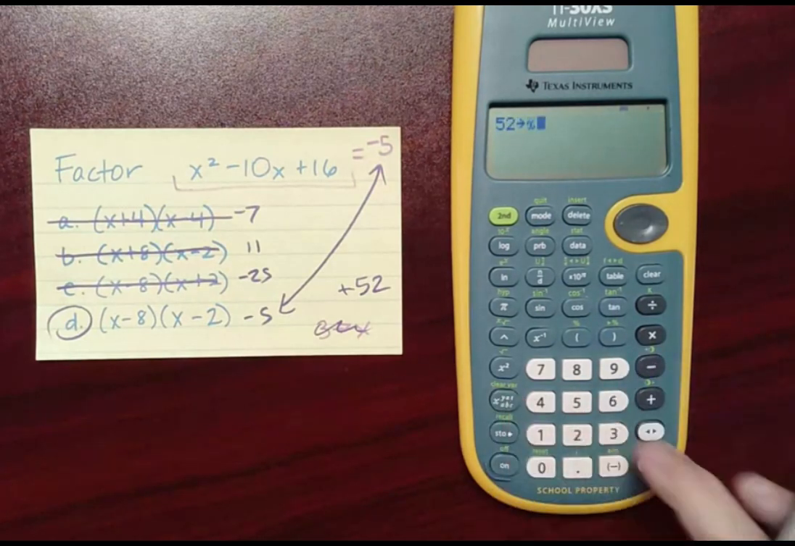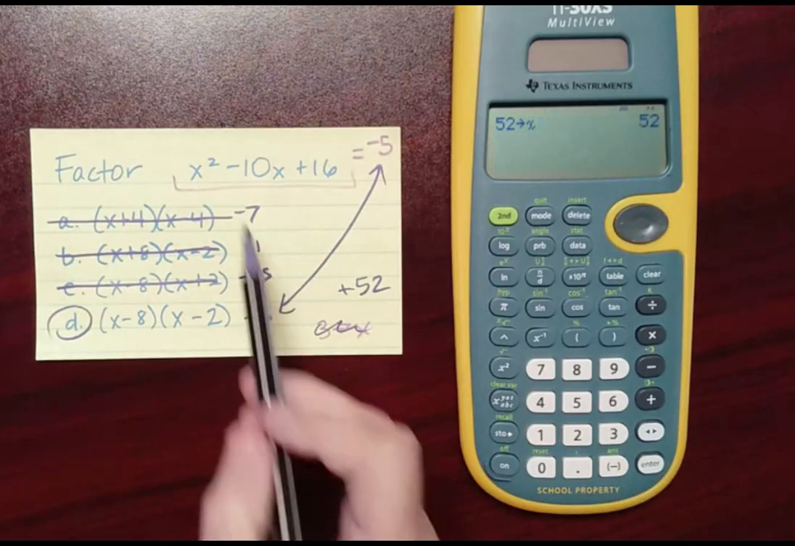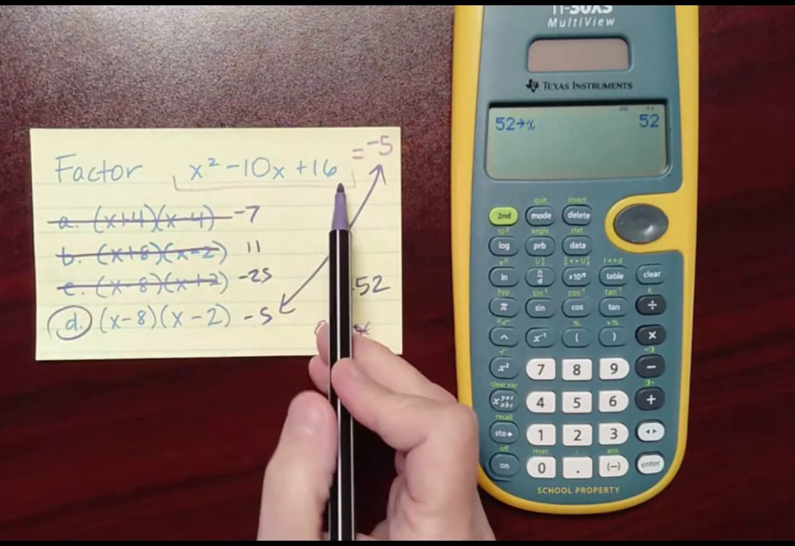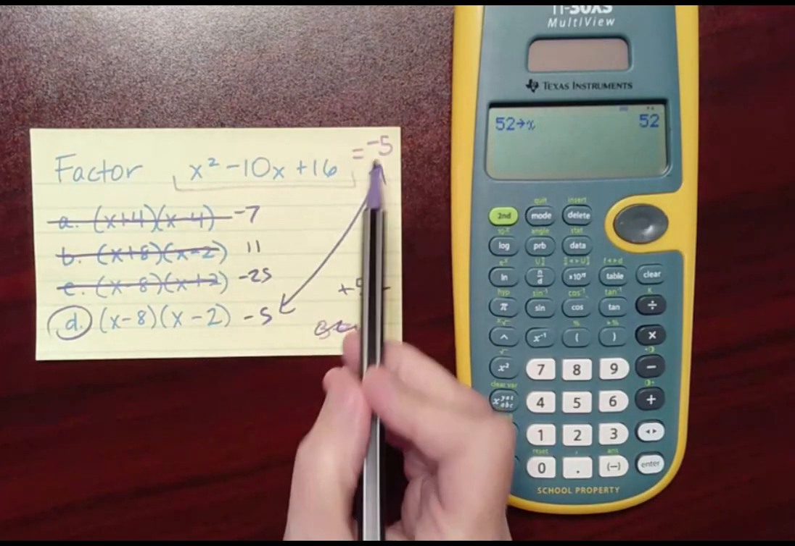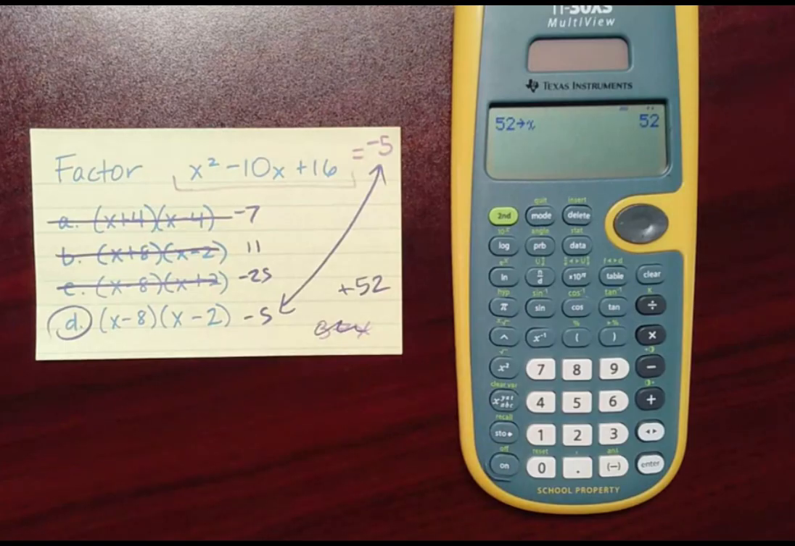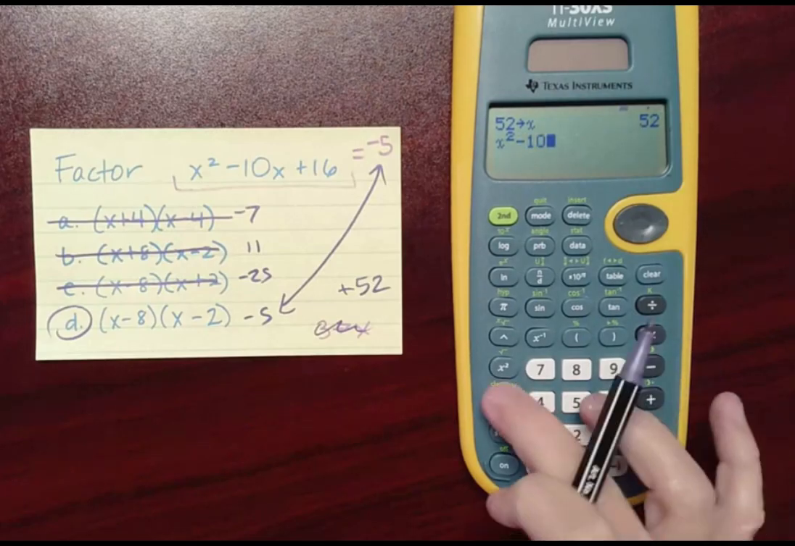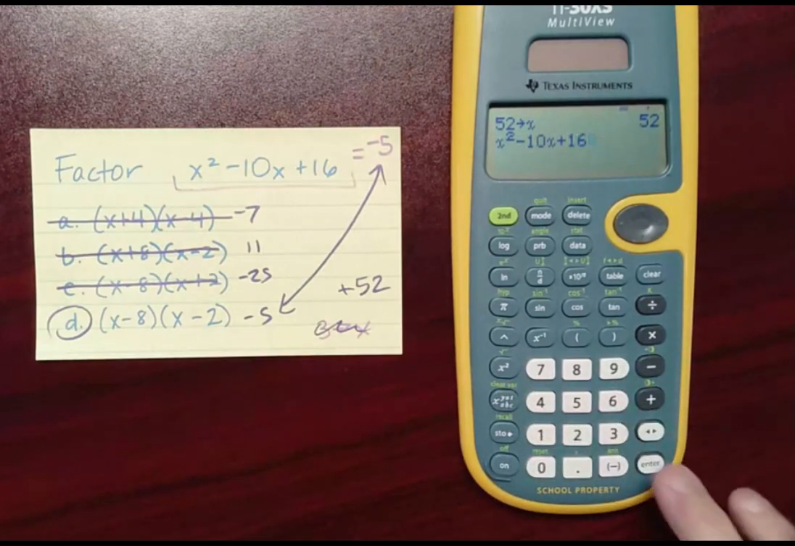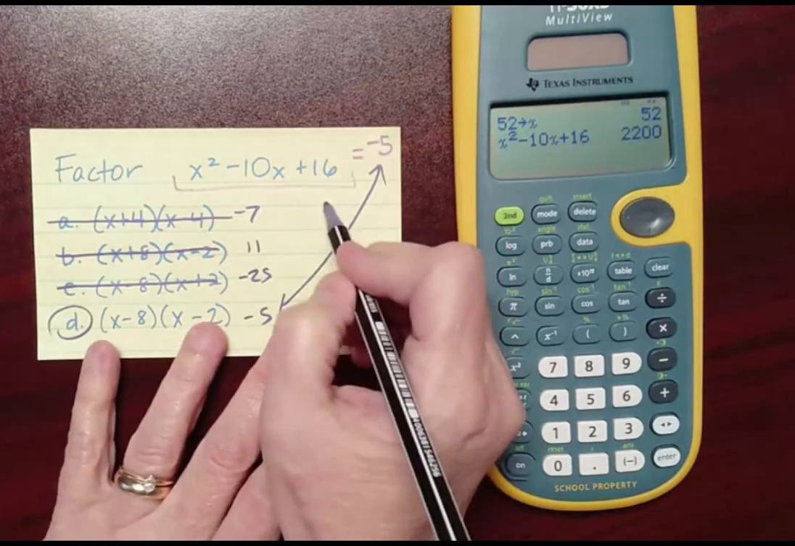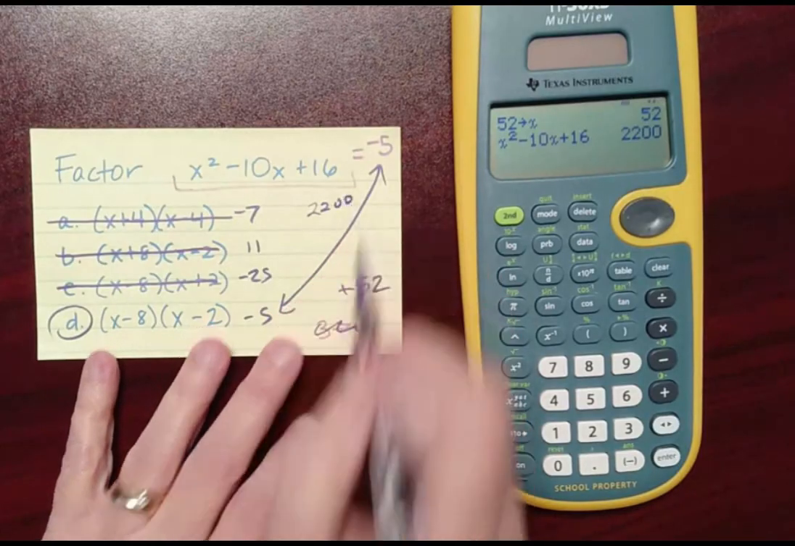52, store, x, enter. And now I'm going to type in this problem. And I'm not going to get negative 5 because now I have 52 stored for x instead of 3. But I am going to get an answer. x squared minus 10x plus 16. I hit enter and I got 2,200.